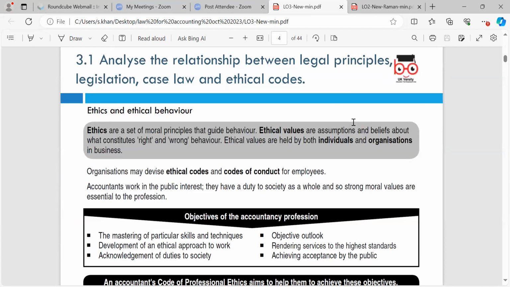Ethics are a set of moral principles that guide behaviour. Is it important to have ethical values within an organisation? Yeah. And what about an individual? Is it important for them to have ethical values? Yeah, absolutely, so they can differentiate right versus wrong. Is that always the case? The individuals make up the organization, isn't it?